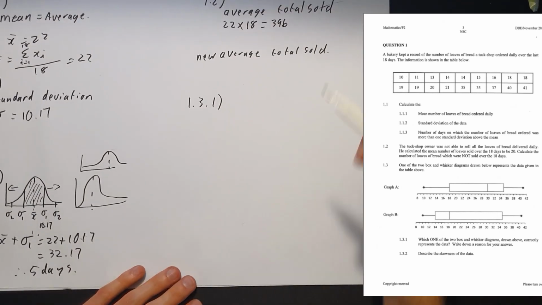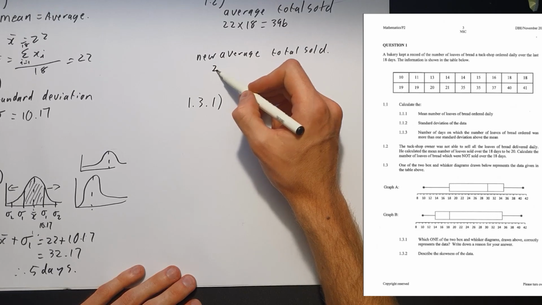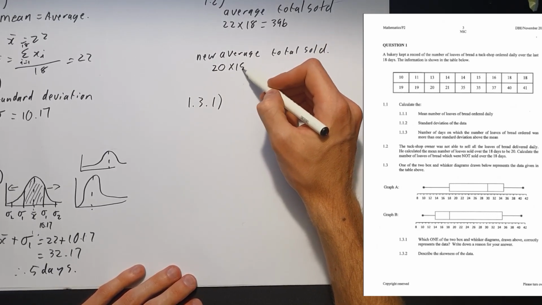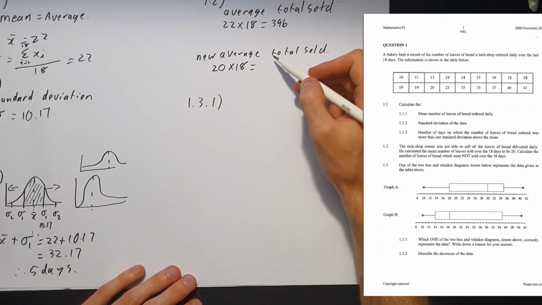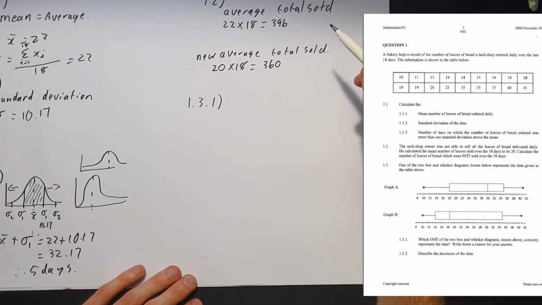Okay, but now the tuck shop owner realizes that he only sells 20 as his average, okay, over 18 days. Therefore, he actually only sells 360 loaves of bread in 18 days.